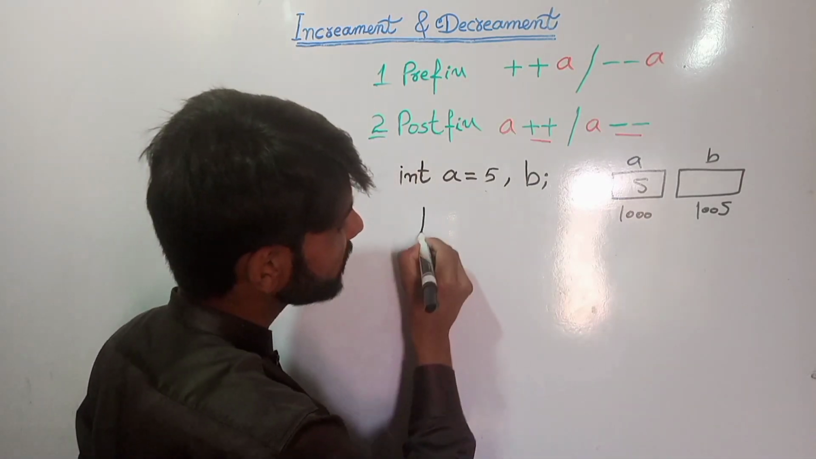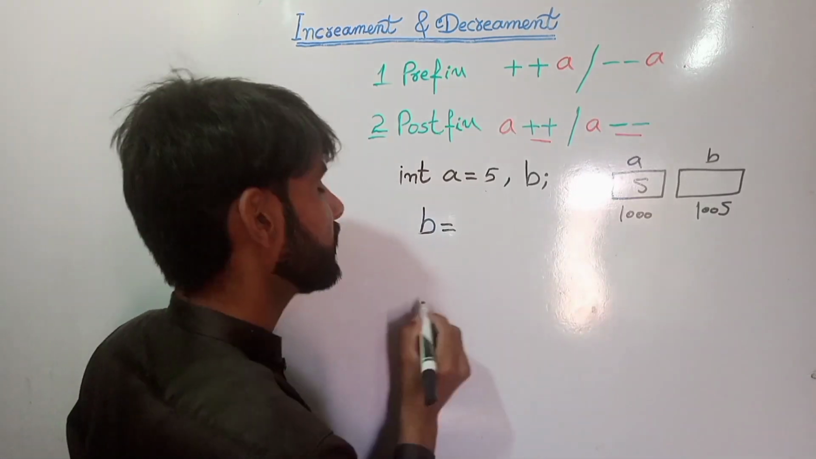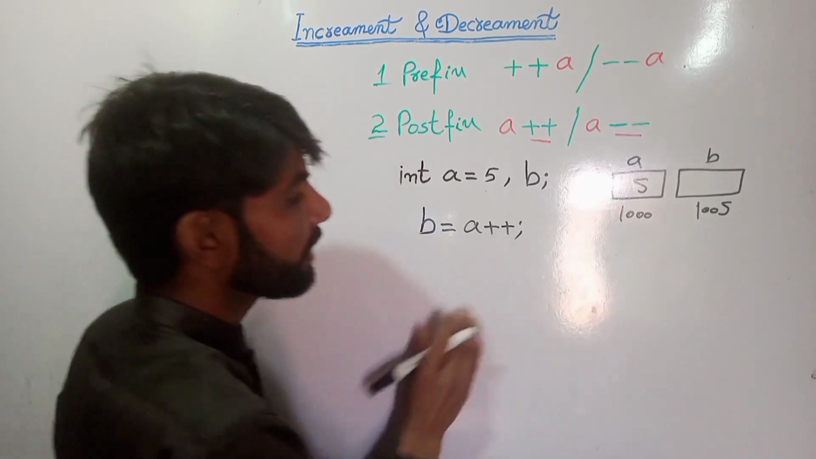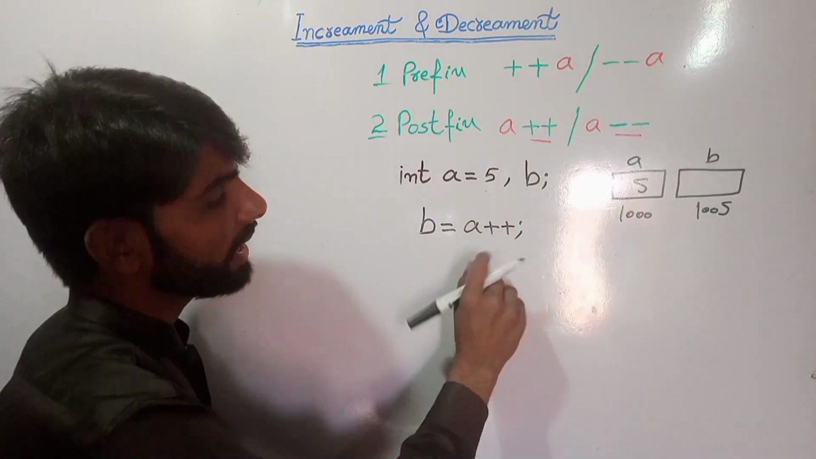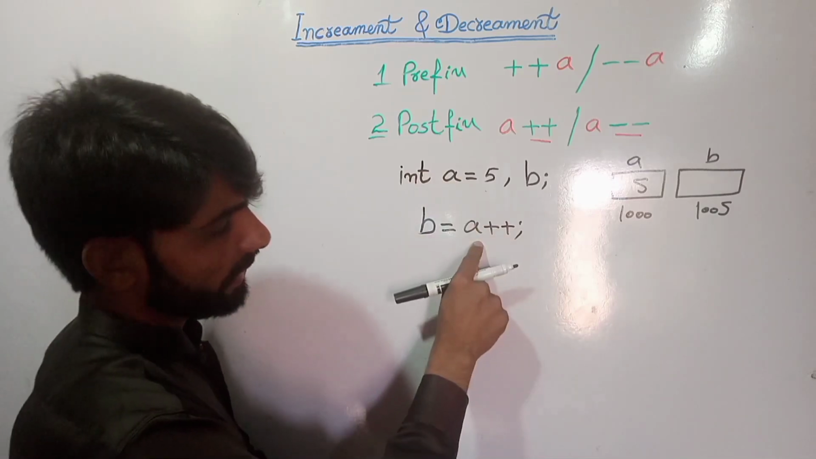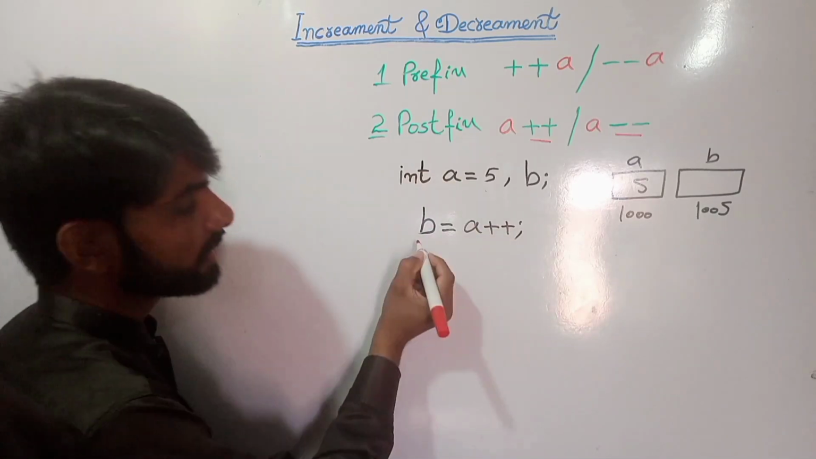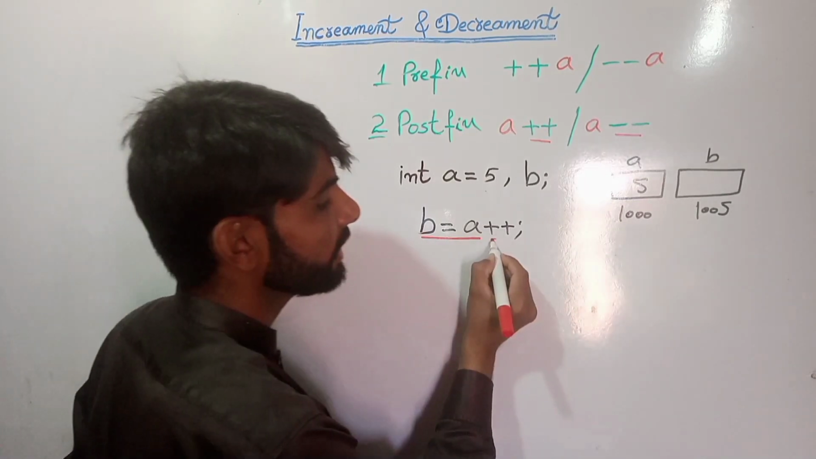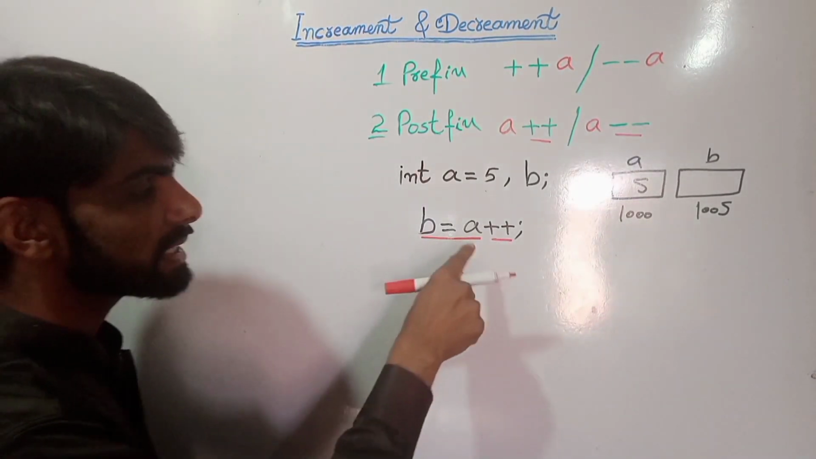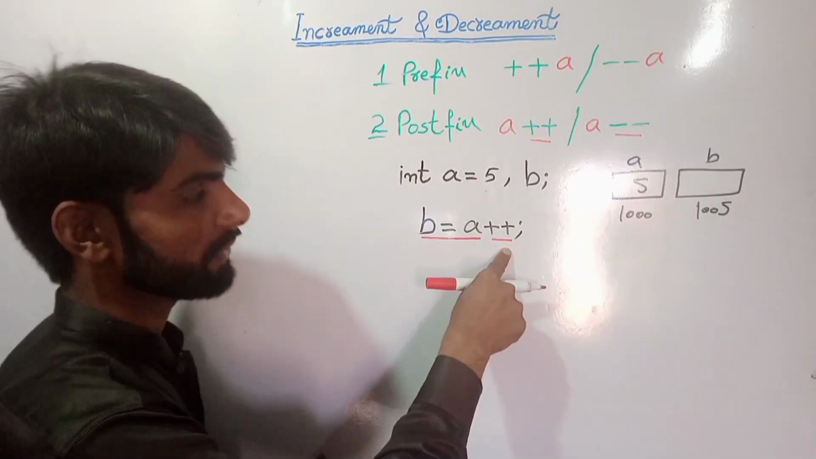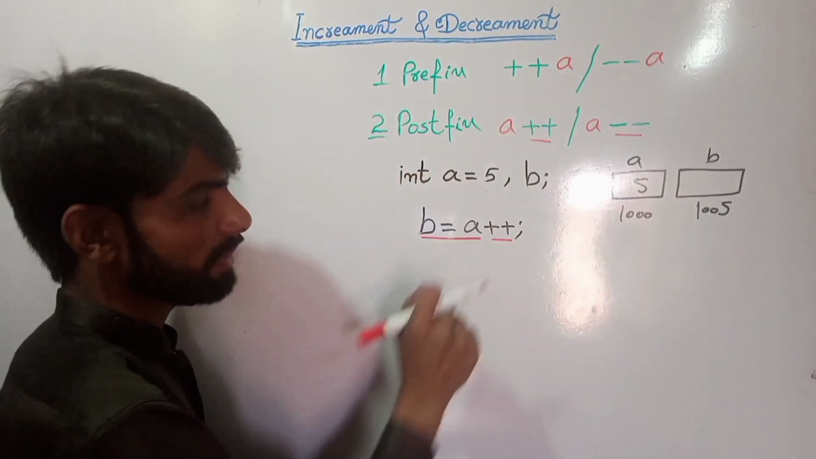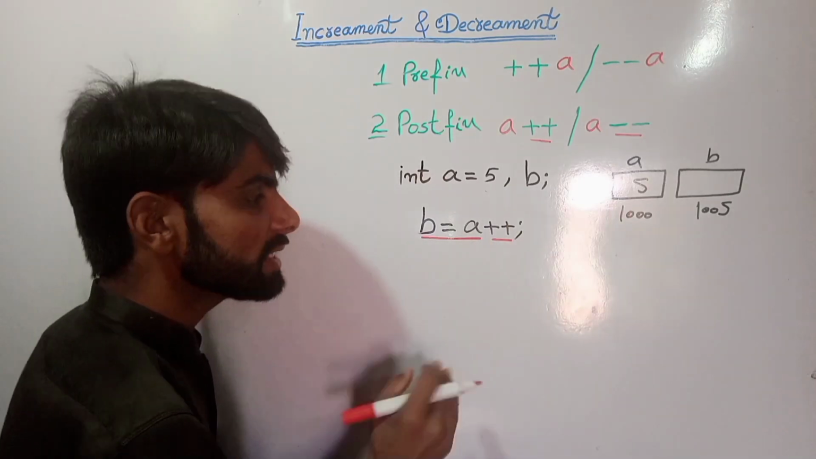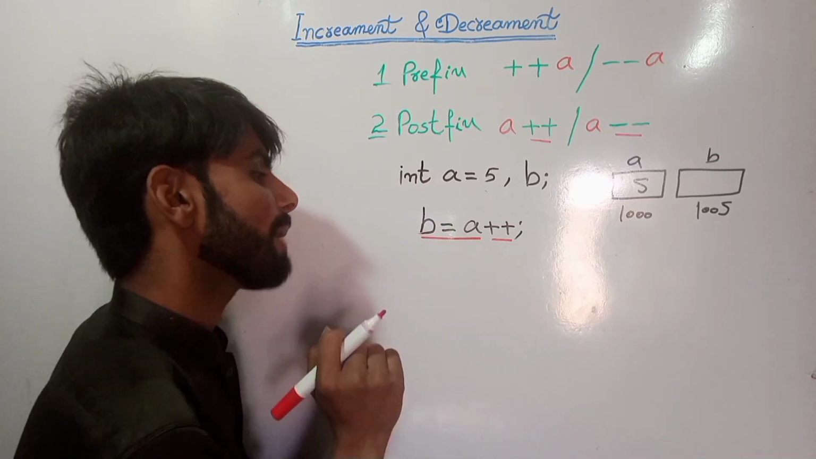Now we will assign the value of B equal to A++, right? So now we have applied the increment operator on this variable. What will happen? In this case, first is the variable and second is the increment operator. That is the postfix increment, because we write the variable first and the increment after. In this expression, what will happen, right?